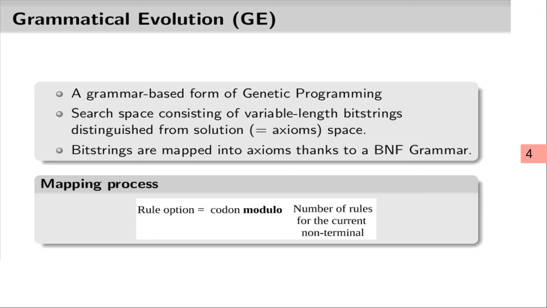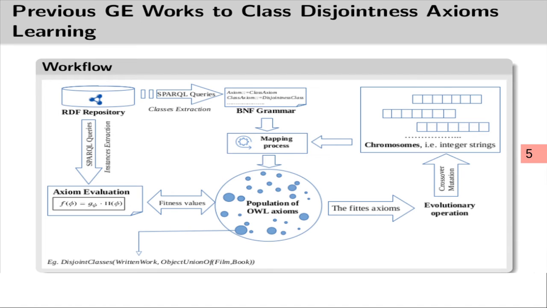Grammatical evolution is a grammar-based form of genetic programming. In grammatical evolution, the search space consists of variable length bit strings, which are distinguished from the solution space, and the bit strings are mapped into programs according to a BNF grammar, based on the functions. The rules in the BNF grammar are chosen in the mapping process. A grammatical evolution approach for extracting axioms was given in some previous works, and the general methodology of this approach is indicated in the workflow.